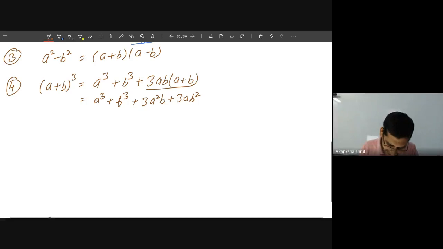Students, there is another identity which relates to this one also. What is that? Here we have taken a plus b as common. We may write this as a plus b also, then only a square minus ab plus b square. It can also be written like this.